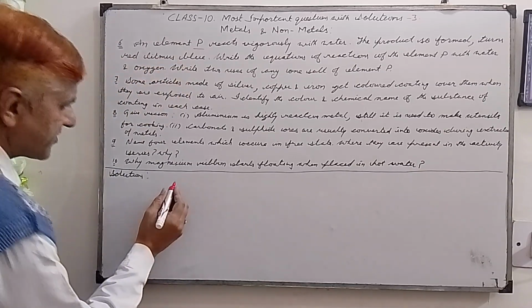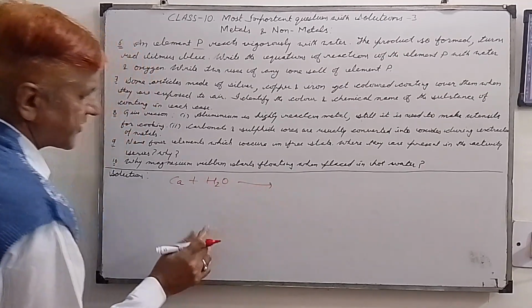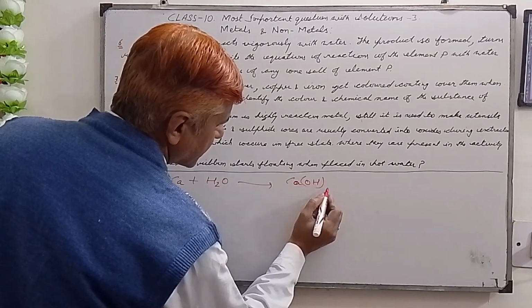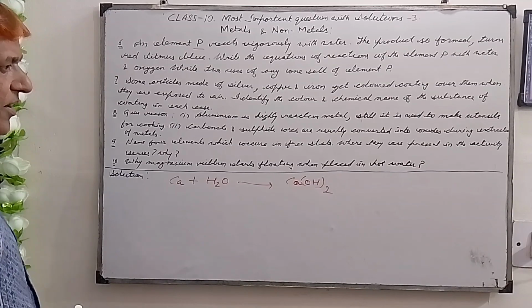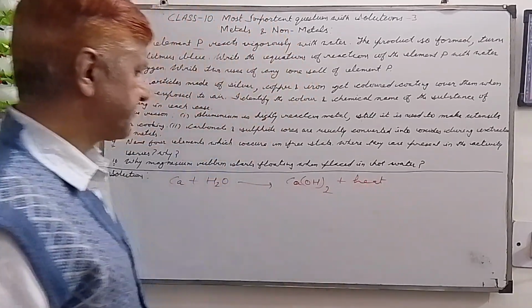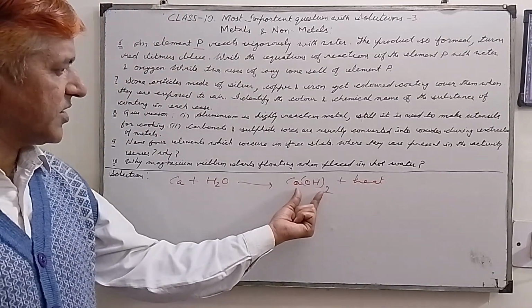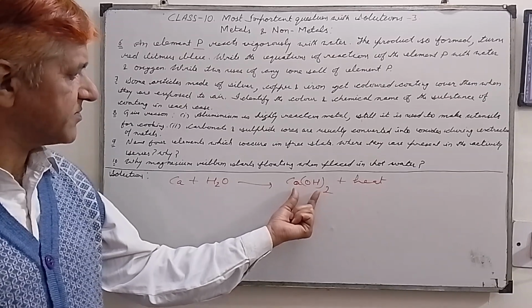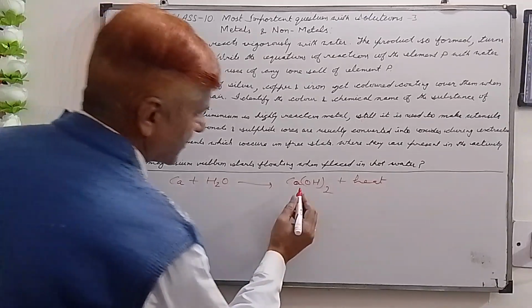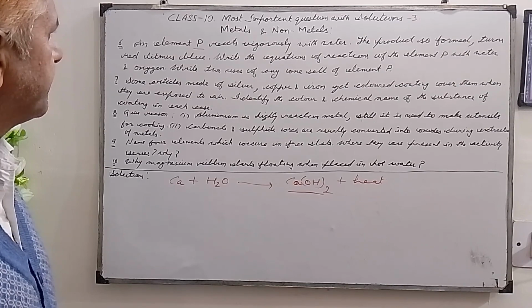Now when calcium reacts with water, what is obtained is lime water, calcium hydroxide. Plus heat is also evolved in this reaction, my dear students. This is a very important reaction, and this is a base. This is basic, so it turns red litmus blue. So this is also given.